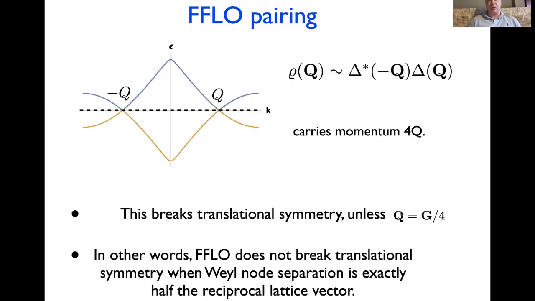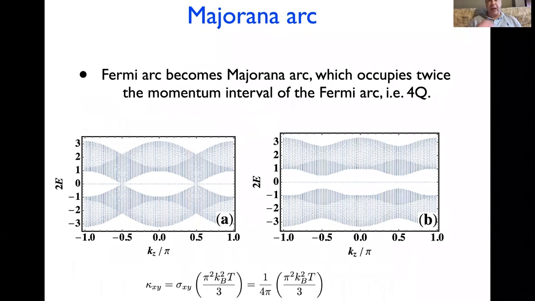What it means is that when the separation between the Weyl points is exactly half a reciprocal lattice vector, or half the extent of the Brillouin zone in this direction, the FFLO will actually not break translational symmetry, because 4q is going to be equal to just a reciprocal lattice vector. So the FFLO state does not break translational symmetry when the Weyl node separation is exactly half the extent of the Brillouin zone. Let me then focus on this specific state.